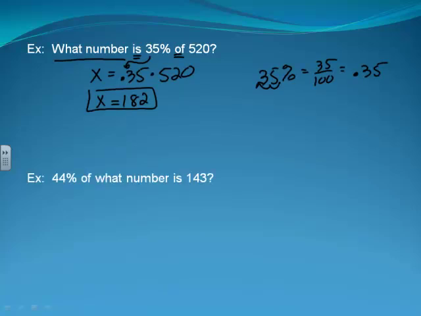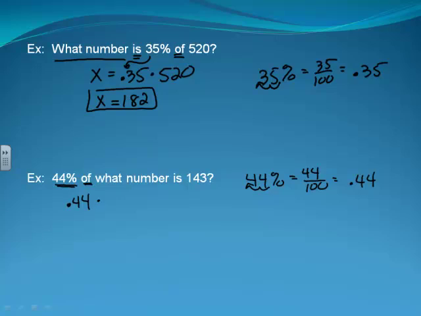Let's look at this example. 44% of what number is 143? All right, change 44% to a decimal. That's the same as 44 divided by 100. Or, if you remember just to move the decimal 2 to the left, that's the same as 0.44. So reading this problem left to right, 44% is 0.44.